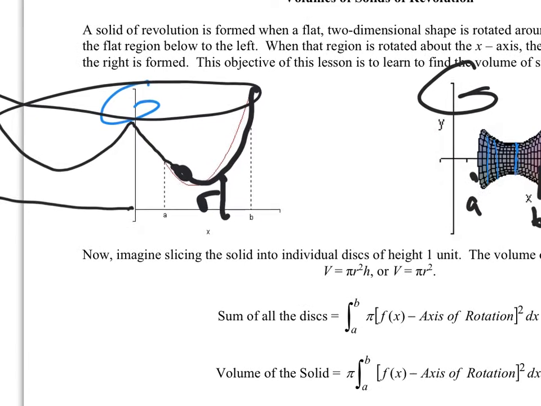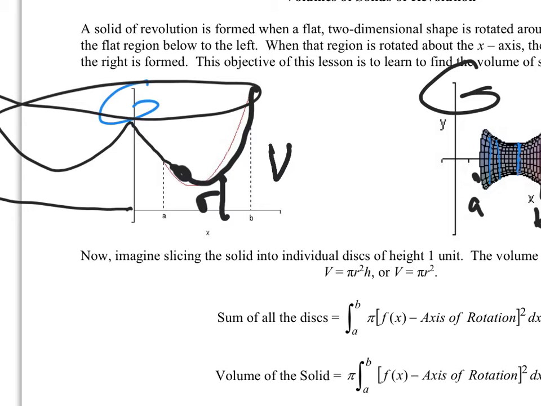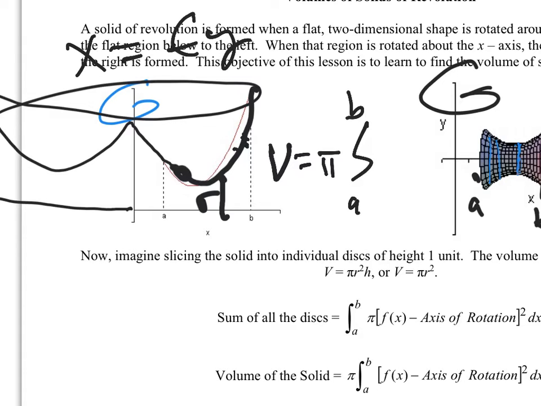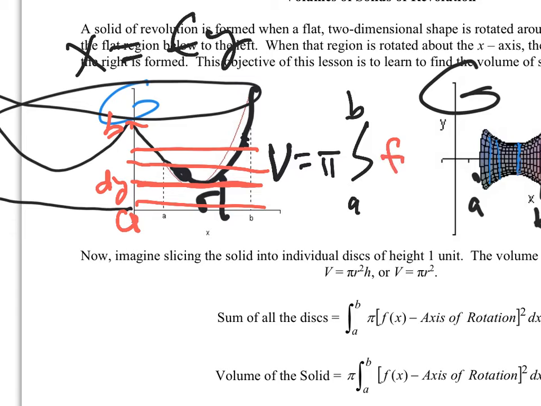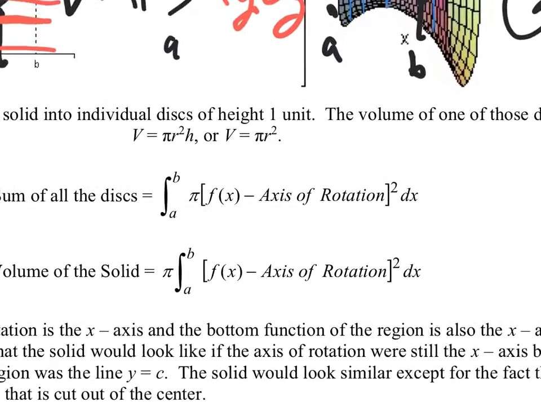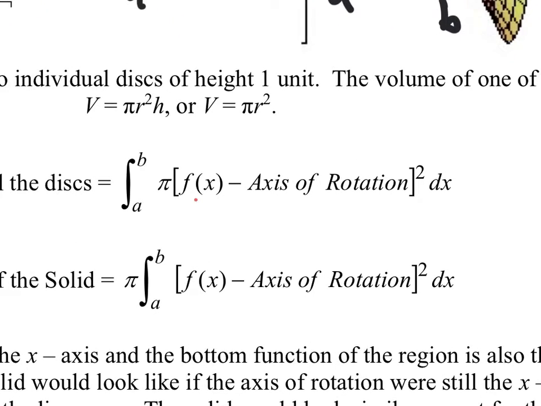Now, there's something more to this problem, but theoretically, volume now will be pi from A to B, but my function now has to be solved for x. X equals f of y. Because look at the hockey pucks. There, that's a dy. And there's a lot of hockey pucks being thrown out in there. So I'm starting here at A, and I go all the way to B. So it's A to B of f of y squared dy. So whenever it goes a vertical rotation like this, solve for x.